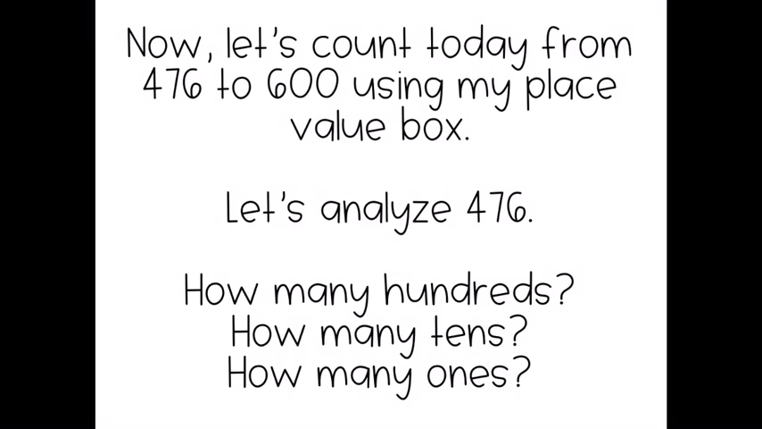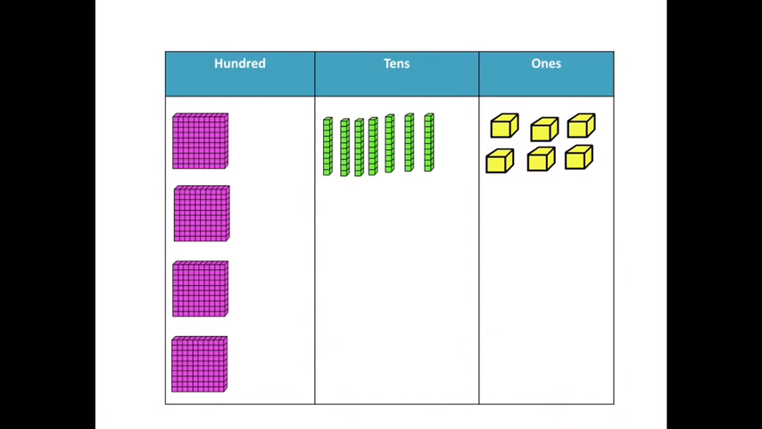How many hundreds do we have? 4. How many tens do we have? 7. And how many ones should we have? 6. Nicely done. Now, if I've laid it out in my hundreds chart, this is what it's going to look like. I've got 4 hundreds blocks, 7 tens rods, which equals 70, and then 6 ones cubes.